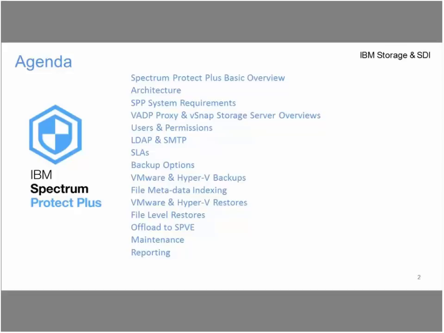We're going to talk about the file metadata indexing, right? The ability to capture all of the files on the virtual machines that you are protecting in order to recover those files individually across your entire environment. We're going to talk about the recovery of both VMware and Hyper-V virtual machines and VMDKs. We're going to talk about the file level recoveries that you can do if you have enabled that file metadata indexing. We're going to spend some time and talk about the offload to Spectrum Protect, right?